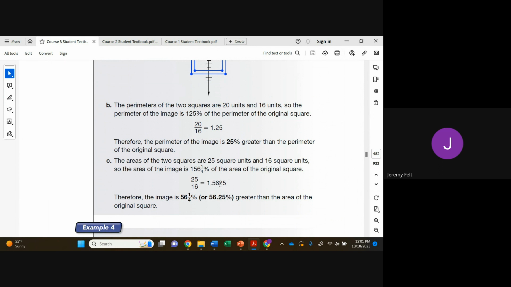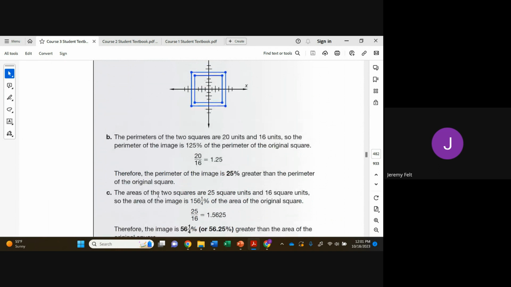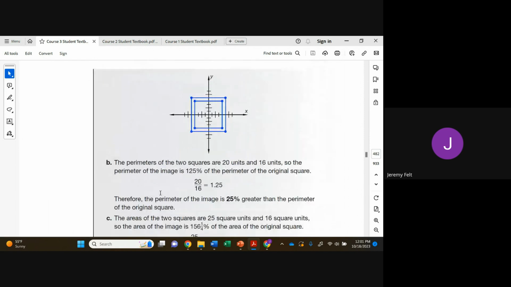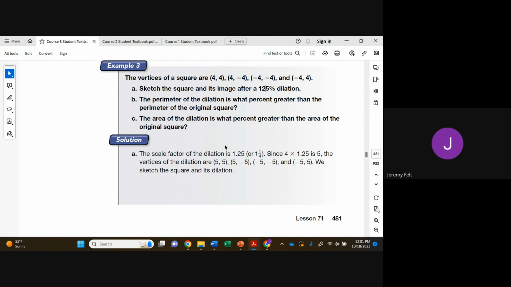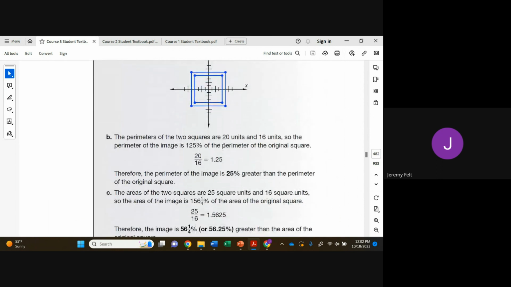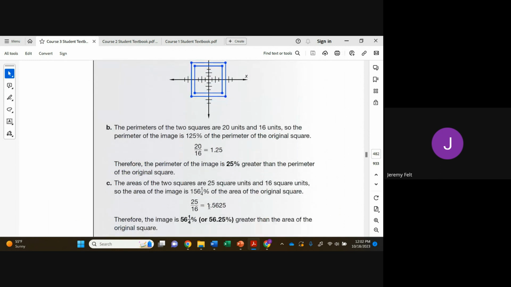1.5625. And if we want to know, part C asked us, the area of the dilation is what percent greater than the area of the original? Well, the original is always 100, and now it's 1.5625. So again, we move the decimal 2 to the right, and that would give us 156.25%. So how much greater is that than 100? Well, it's 56.25% greater.